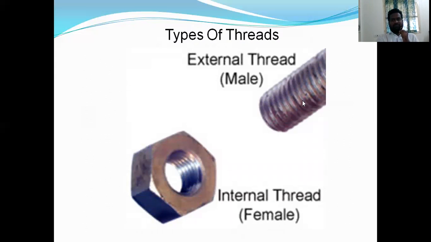So these are the types of threads. These are the external threads, because these are formed on the surface of the workpiece, and these are the internal threads. These threads are formed in the internal part of the workpiece, right? External threads are called male threads, and internal threads are called female threads.